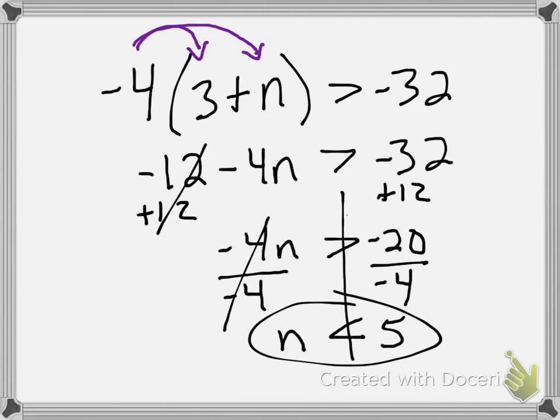Alright, we're going to look at 3 more examples. Some of these are combining like terms first, or distributive property, or variables on both sides. So if you need anything from this problem, go ahead and get it down.